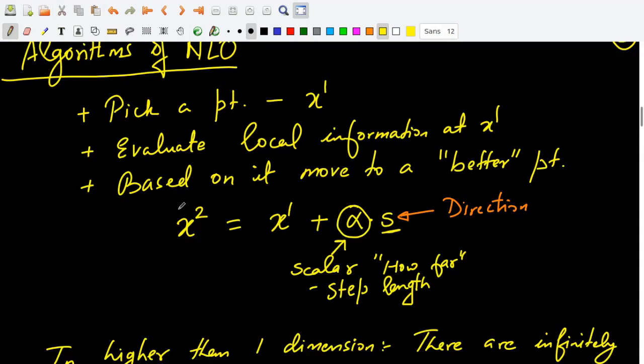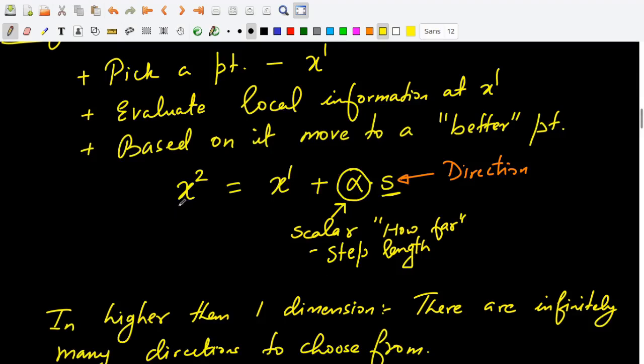So to develop an algorithm for unconstrained optimization, we need to find a good direction to move and a good step length, or decide how far we are going to move in that direction. And then we get a new point, and then we repeat this whole process. Then we again evaluate local information at x2. Based on it, either we decide to stop or move a little bit more, and then continue doing it.